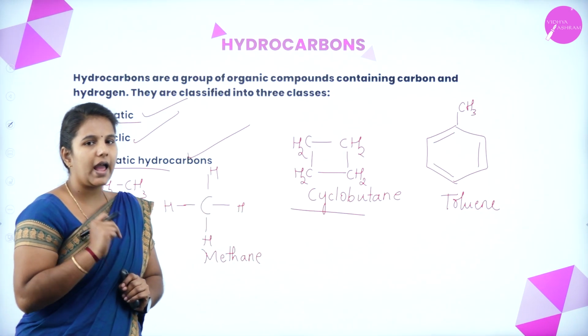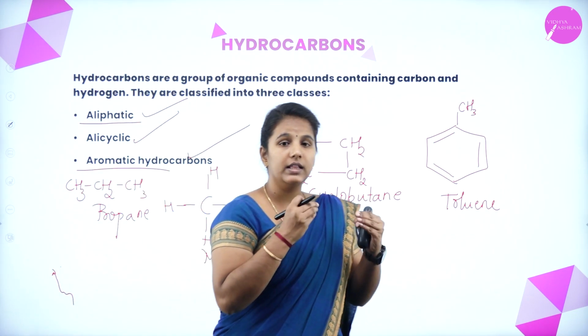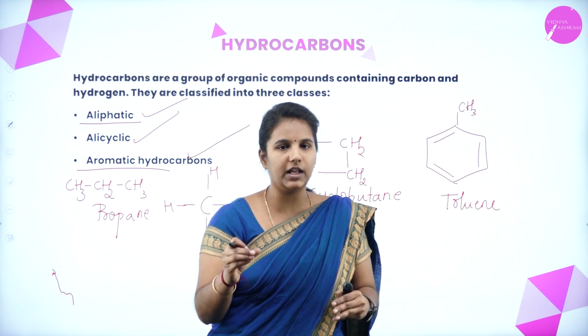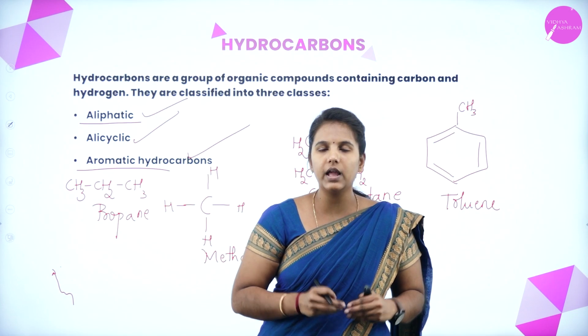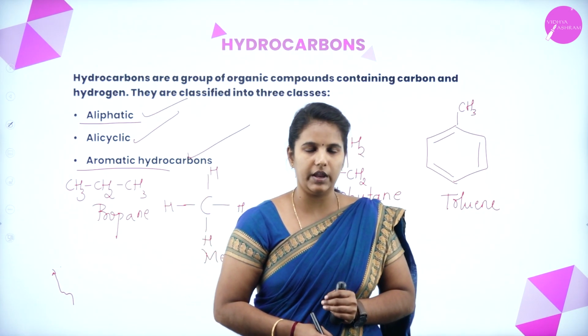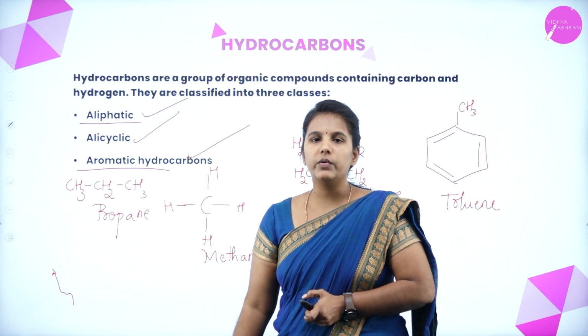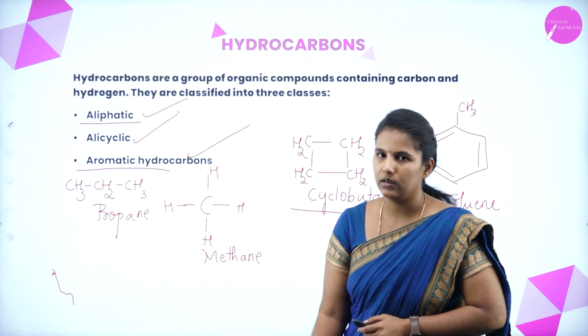Always remember, aliphatic hydrocarbons are present in a straight chain, whereas alicyclic, as the name itself shows, is in a cyclic manner. Whereas aromatic hydrocarbons will always start with a benzene ring. This is how we can represent the 3 classes of hydrocarbons.